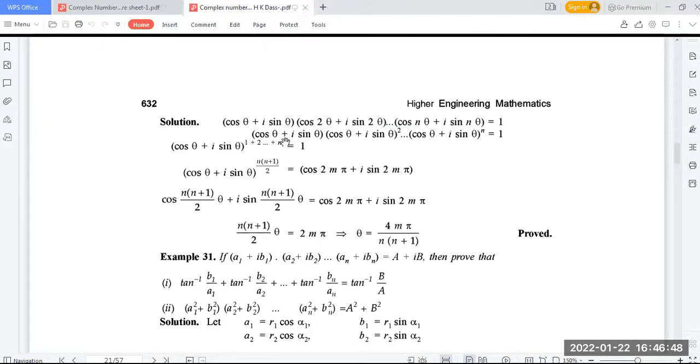Okay, so cos theta plus i sin theta, this can be written as a square, and this can be written up to the power n by using de Moivre's theorem. Cos theta plus i sin theta, base same, we can write the power 1 plus 2 plus dot dot plus n. But the sum of n numbers, what will it be?